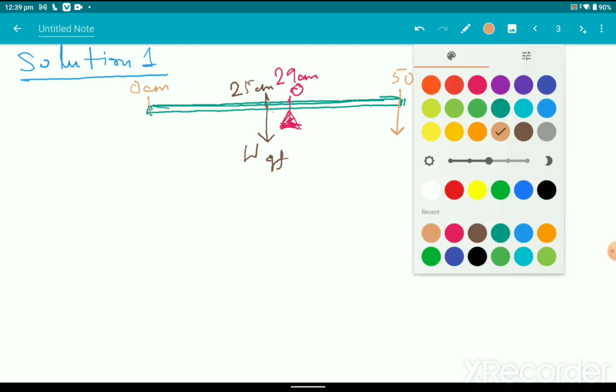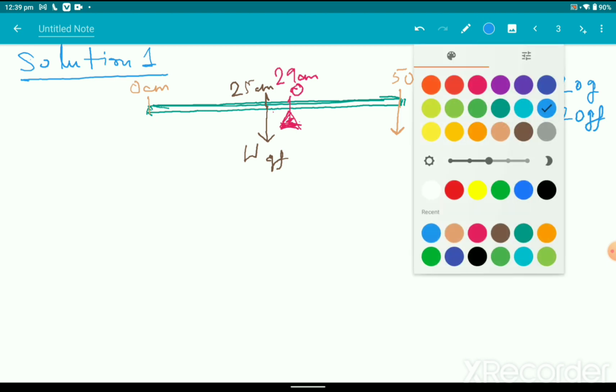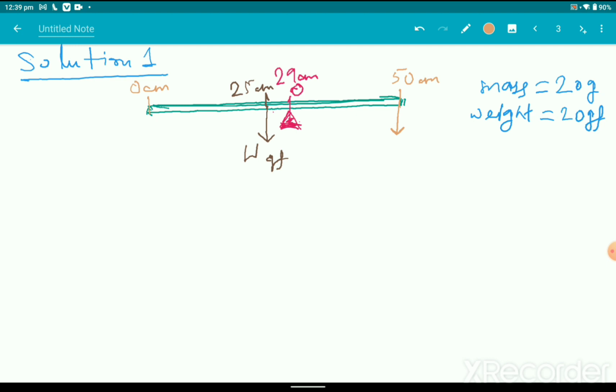If I say that the mass is 20 gram, then I can say that the weight of this object will be 20 gf, isn't it? So I can write 20 gf without doing any kind of conversion. So I can directly write that the weight being suspended, acting at the 50 centimeter mark, is 20 gf, whereas the weight of the rule has been taken to be W gf. Okay, now, this is the first part of the problem where we have drawn the arrangement.